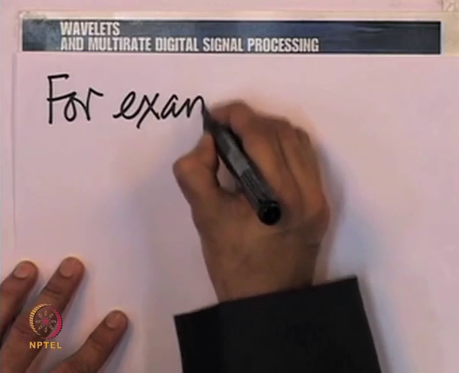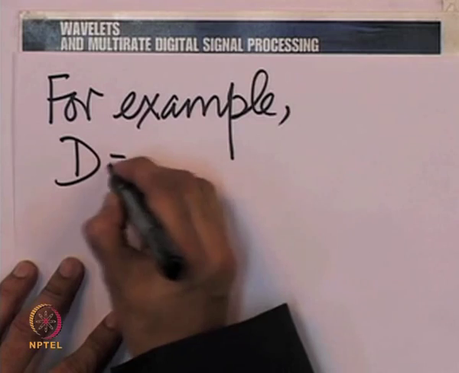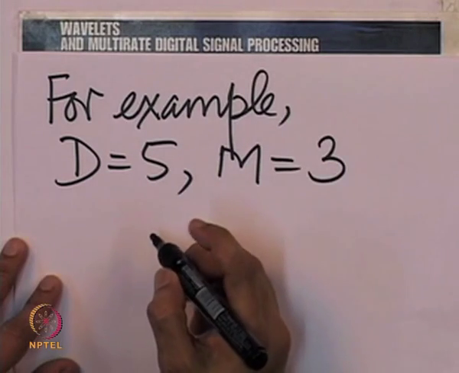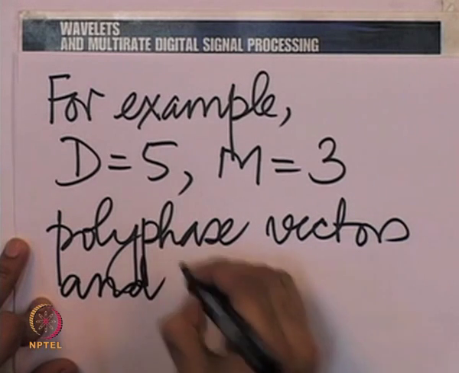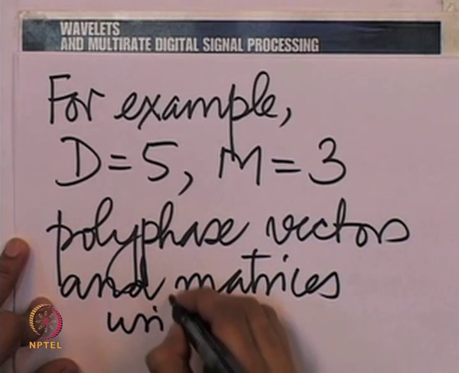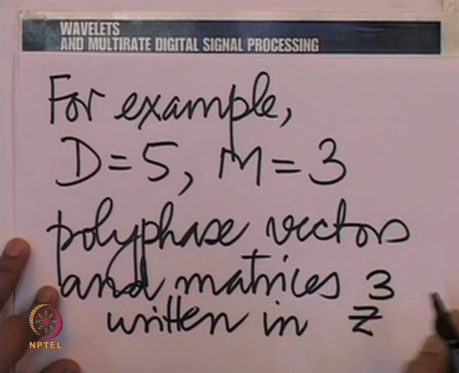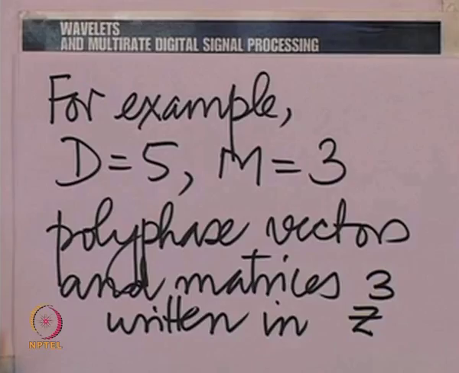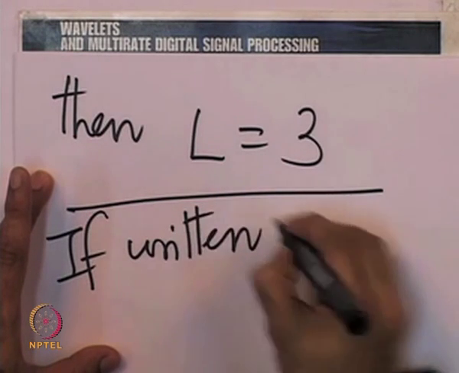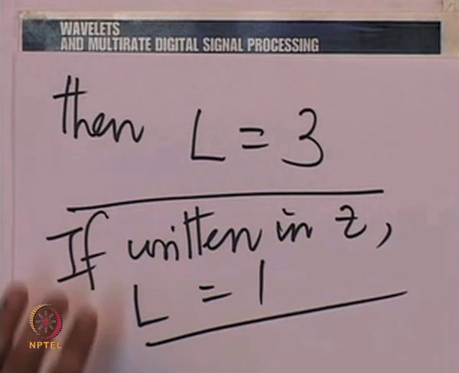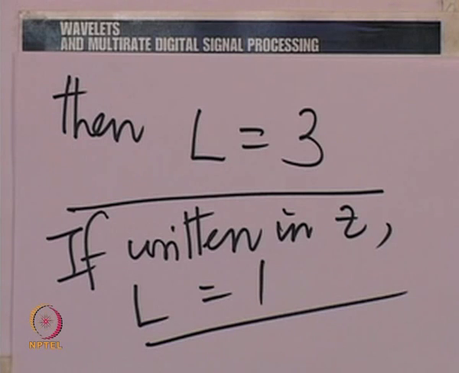For example, with D equal to 5 and M equal to 3 and polyphase vectors and matrices written in Z cubed. So, we have the flexibility of writing the polyphase matrices in Z cubed or just in Z. If we write them in Z cubed, then L is equal to 3. If written in Z, then L is equal to 1. Now, of course, this was meant to be illustrative. So, I leave it as an exercise for the student to work out a few more such examples.